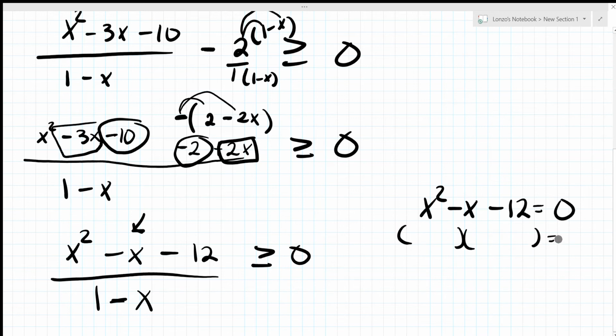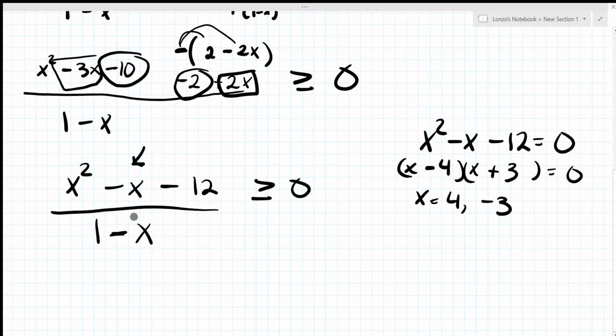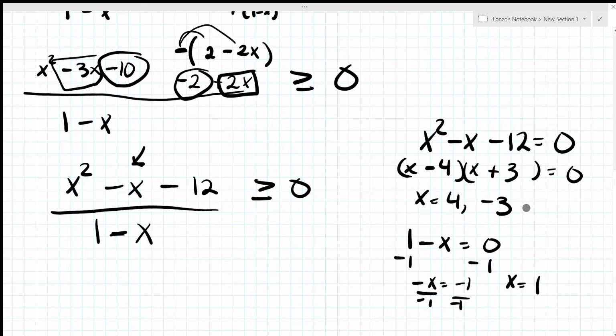When you factor this out, you're going to get x, and then let's see, 4 and 3. I'm going to use negative 4 and positive 3, because negative 4 times positive 3 is negative 12, and when you add that, you get negative 1. So my x values for the numerator are 4 and negative 3. Now remember, we can't forget about the denominator, so we've got to set that to 0 to get my other x value. So it's going to be 1 minus x equals 0. I subtract 1 from both sides, I get negative x equals negative 1, divided by negative 1, I get x equals positive 1. So my other x value is x equals 1.